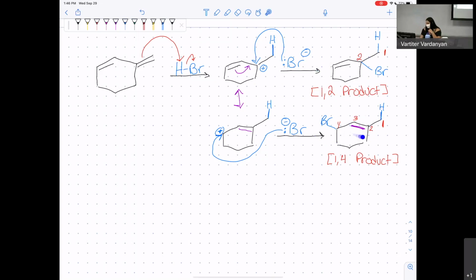1,4, because this one is tri-substituted. This one is only di-substituted. Yeah, so this one is more stable, the 1,4 product, because it's tri-substituted rather than this one that's di-substituted.